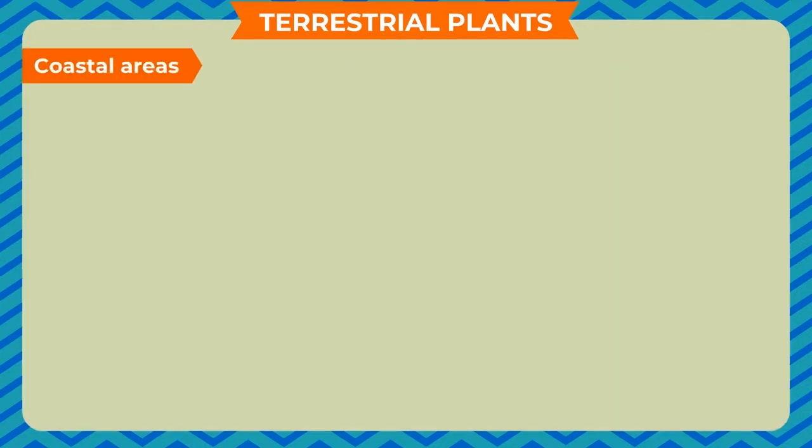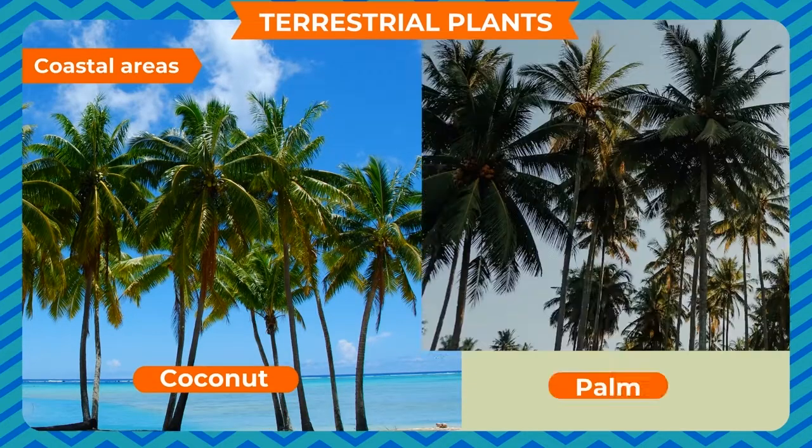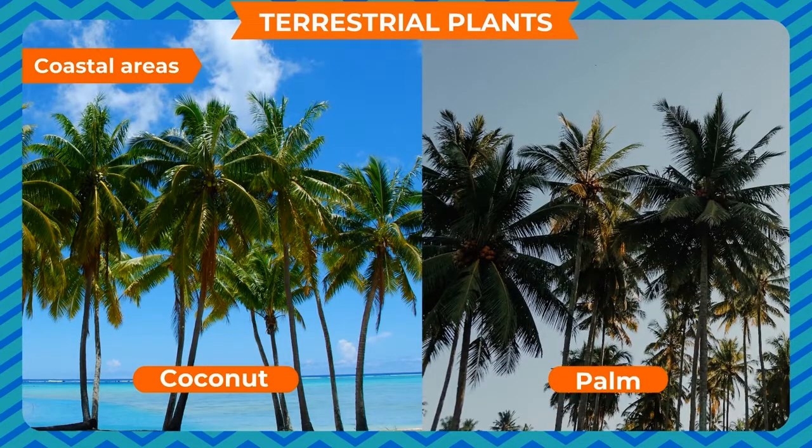Coastal areas. Plants such as coconut and palms grow in coastal areas. They can grow well in humid areas and salty water. The seeds of these plants are easily carried away by water to faraway places.